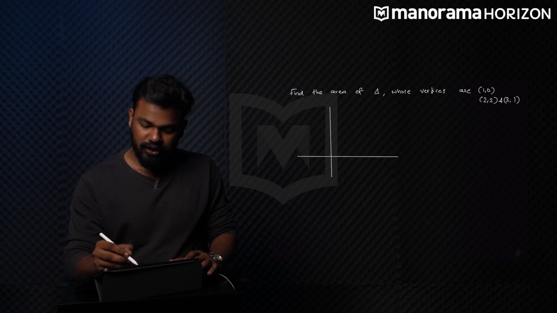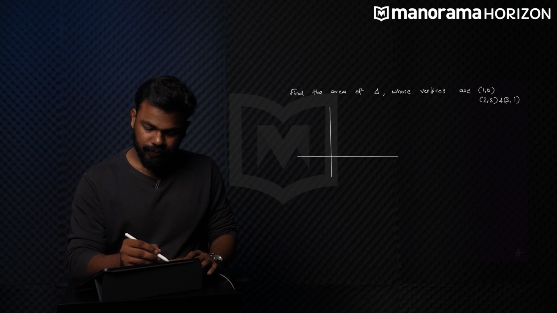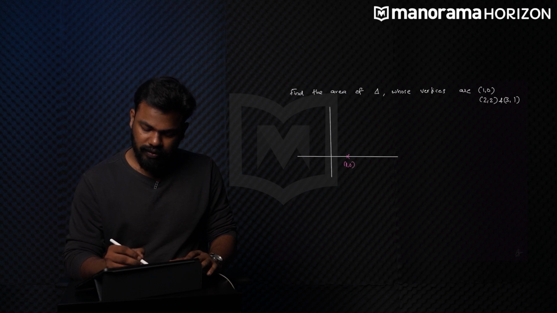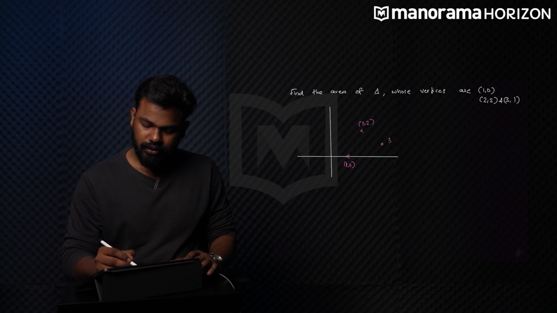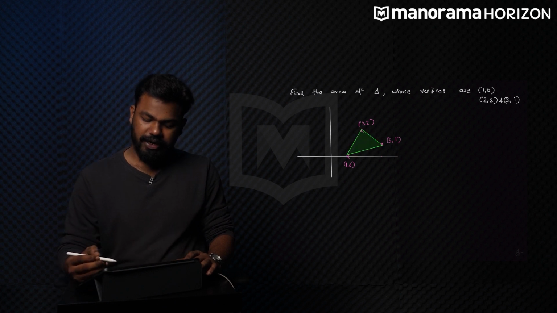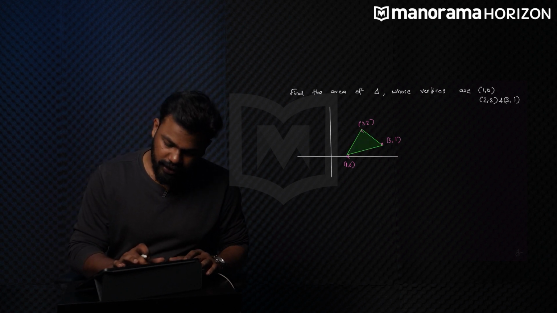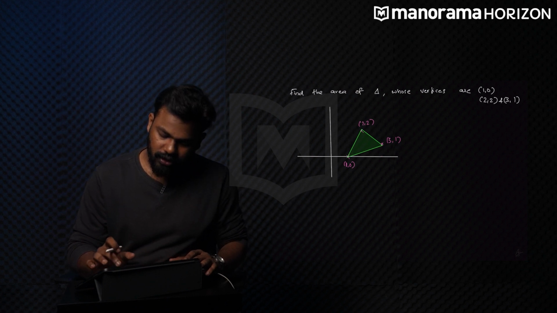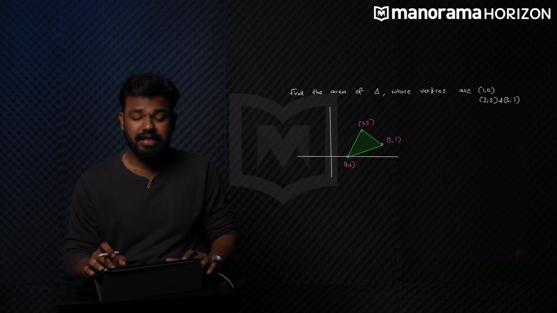So you have 1, 0. So let's mark 1, 0 over here. Then you have 2, 2. 2, 2 will be somewhere here. And then you have 3, 1. 3, 1 will be somewhere here. So if I join all these points, I will be getting a triangle, right? So I got a triangle over here when I joined all the points. Now what is the area of the triangle?